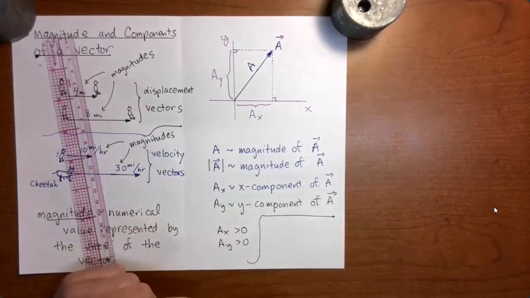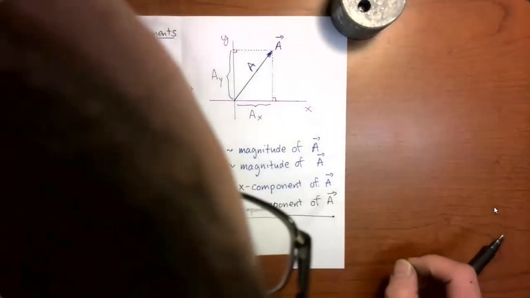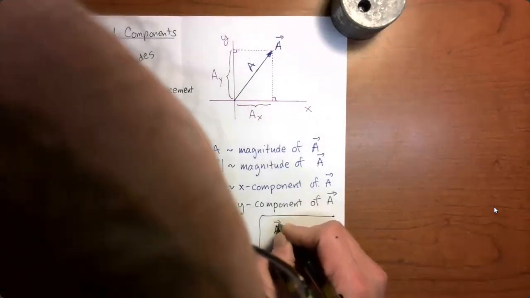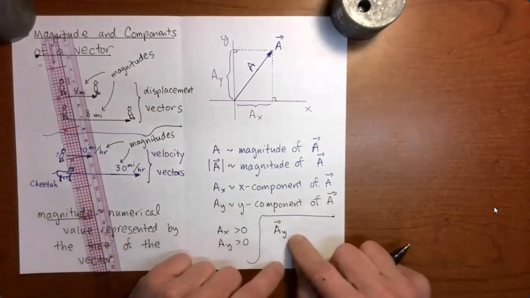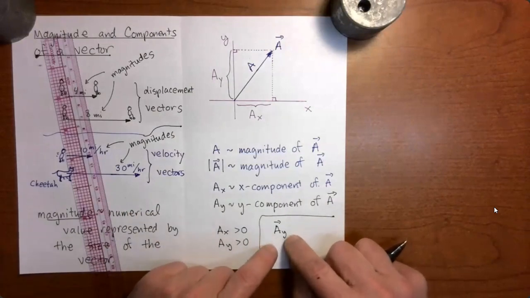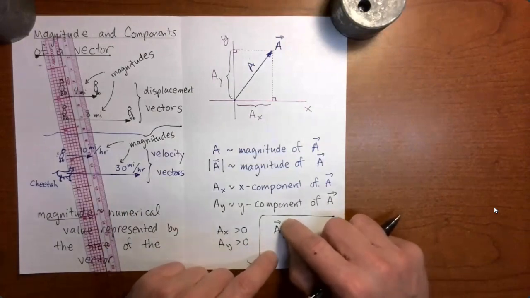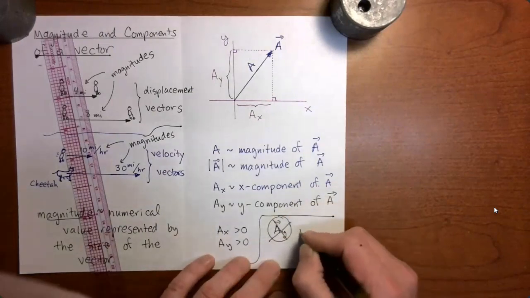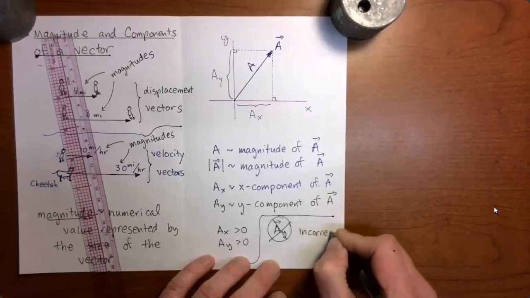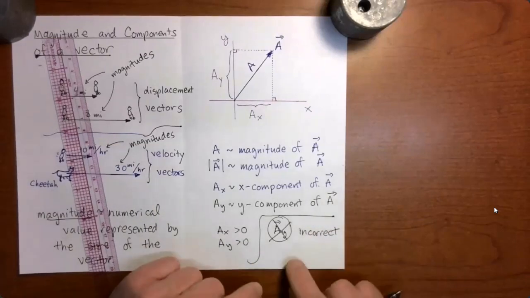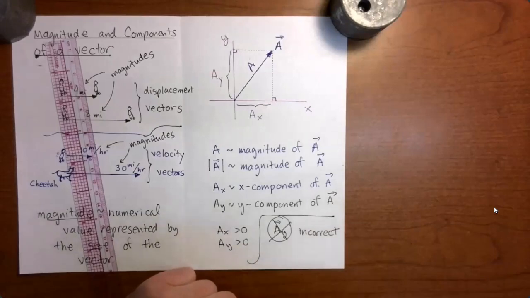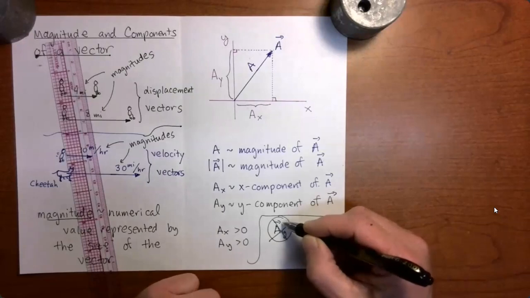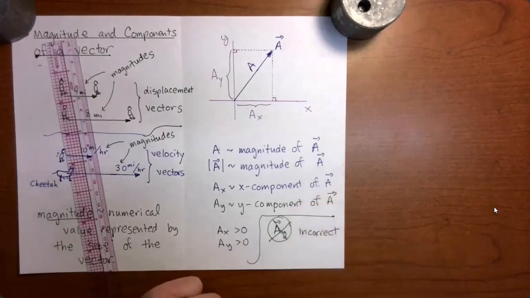One more thing I should point out, a common error that I see students make, is to indicate the component of a vector with that subscript, x or y, to indicate the x or y component, but with an arrow on top. This would be incorrect. The component of a vector is not itself a vector, so we do not put that little arrow on top.